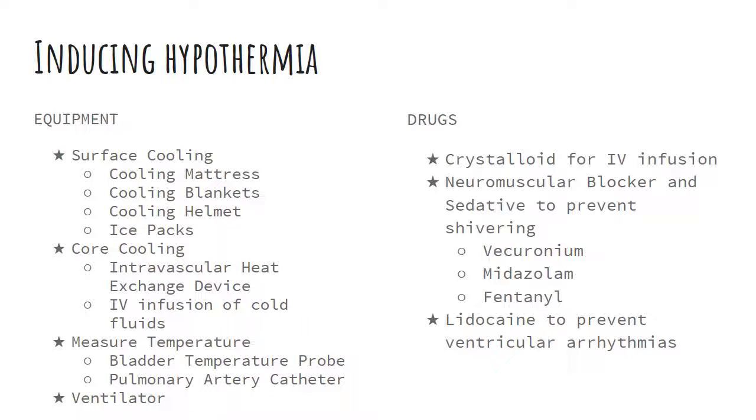Other things you may need: a ventilator. Your patient is going to be induced into a coma-like state. So they very likely are going to need that because they're not going to be breathing overly well on their own, if at all. As far as medications, you're obviously going to need a crystalloid for the infusion of the IV fluids. You're going to need a neuromuscular blocker and a sedative. So you're going to need a paralytic and a sedative to prevent your patient from shivering. These drugs typically are going to either be vecuronium, midazolam, or fentanyl.